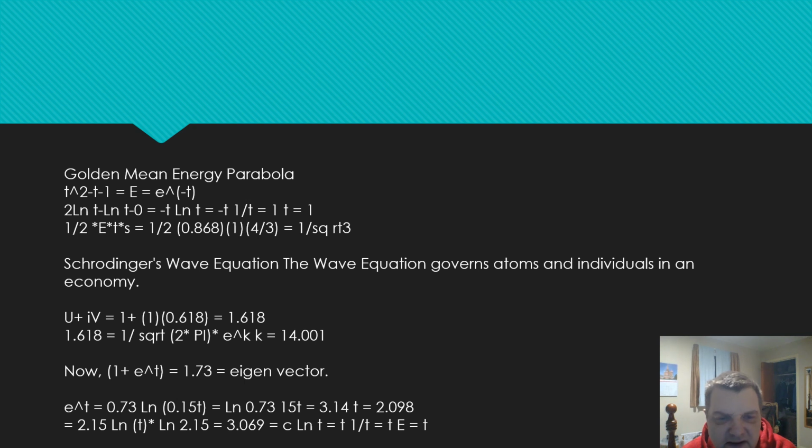So square root of 3 is the eigenvector, we know from natural theology. So 1 over the eigenvector, which is time, is equal to energy. Schrodinger's wave equation governs atoms and individuals in an economy. So atoms in physics is the same as individuals in an economy.